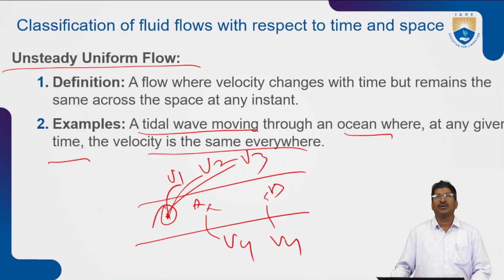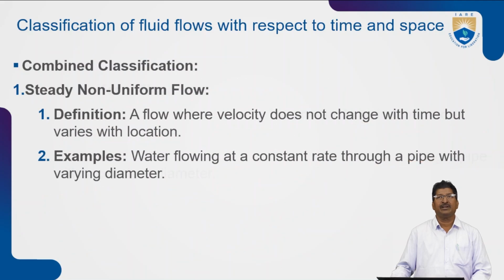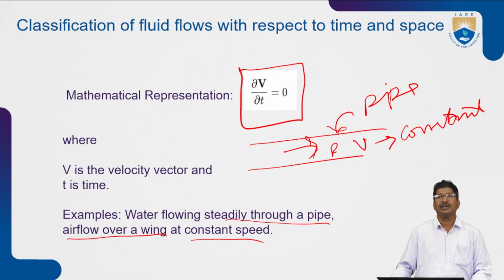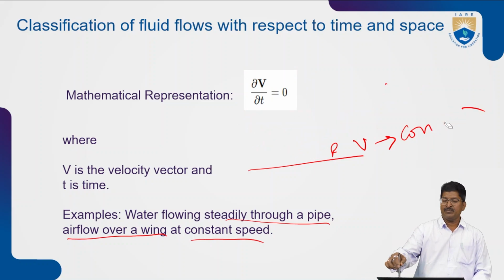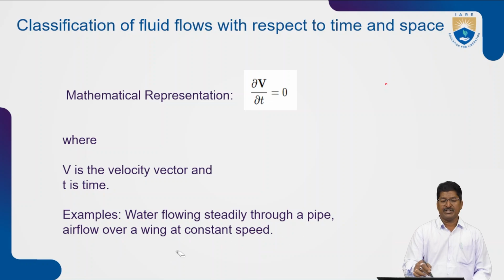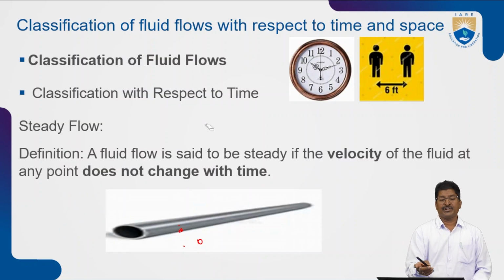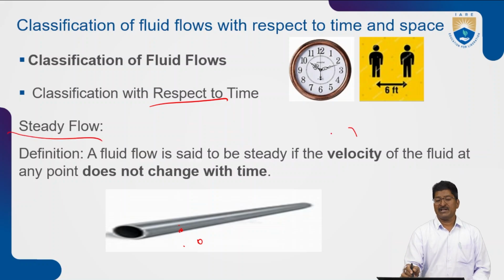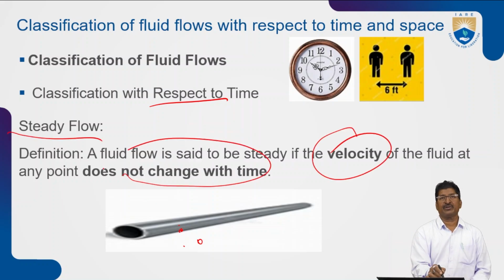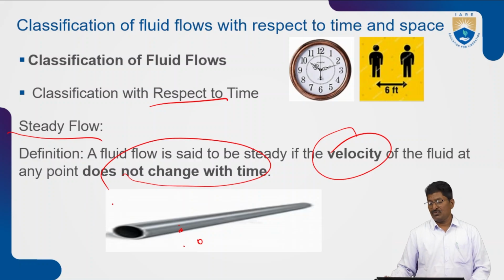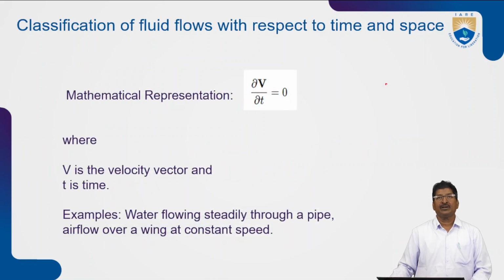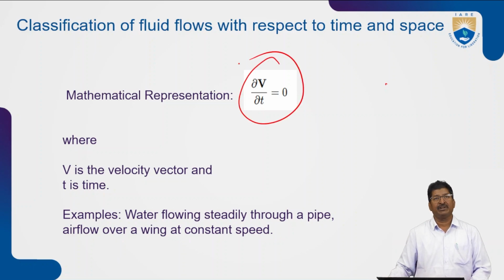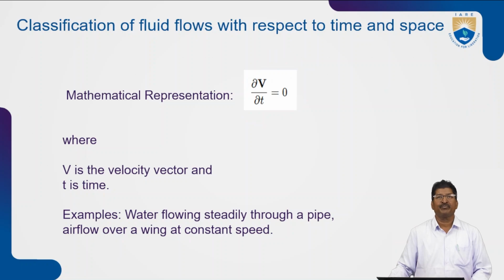So if you review what we learned today, we learned the classification of fluid flows. Here, with respect to time, there is a steady flow. That means velocity is not changing with respect to time. That is a steady flow. The mathematical representation is dou v by dou t is equal to 0. It is not varying. V is the velocity vector, t is the time.